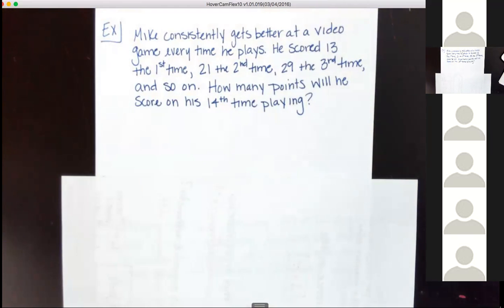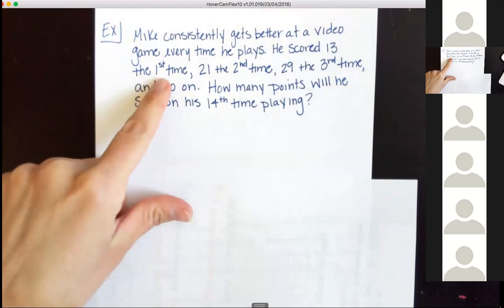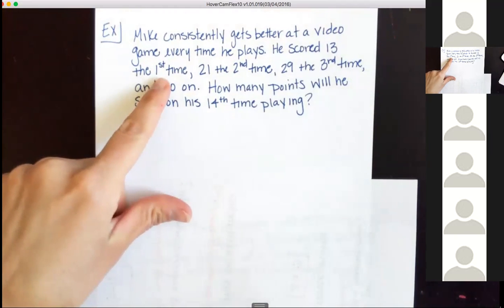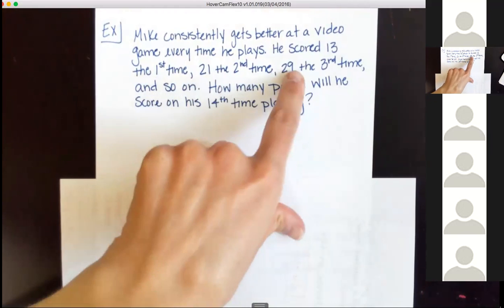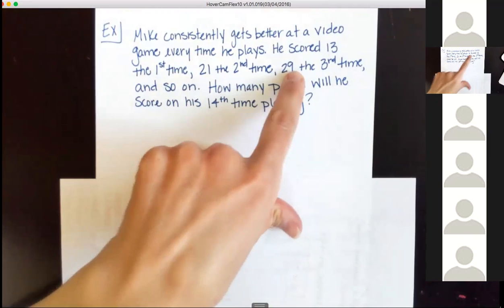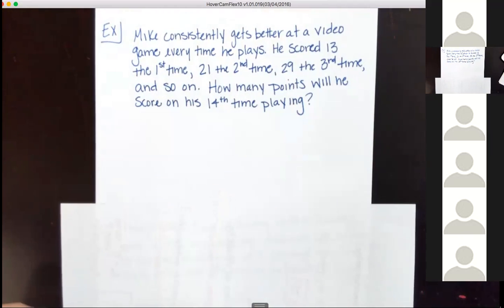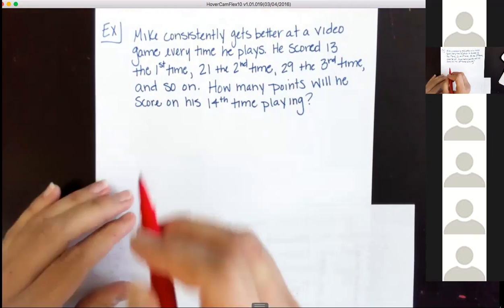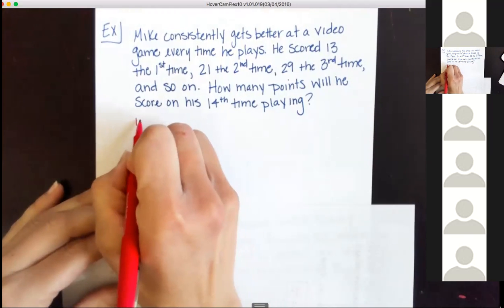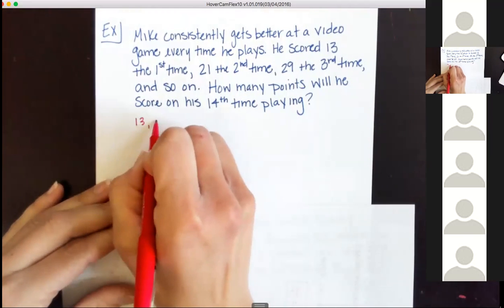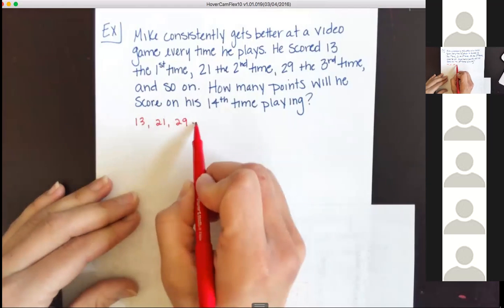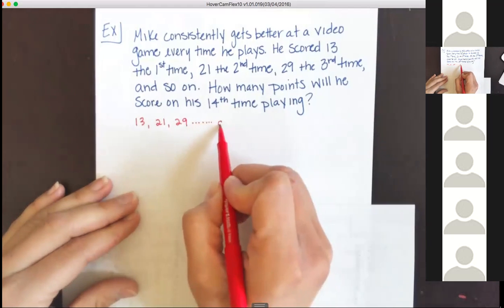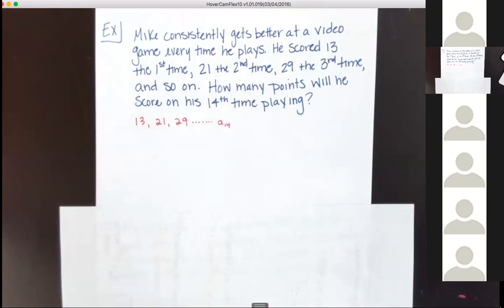As we do this, the first time is obviously our a sub 1. The second time is our a sub 2. The third time is our a sub 3. So we have, again, our place values. When I look at this pattern, we have 13, then 21, then 29. And we have this thing that's going to go out to the a sub 14 spot.